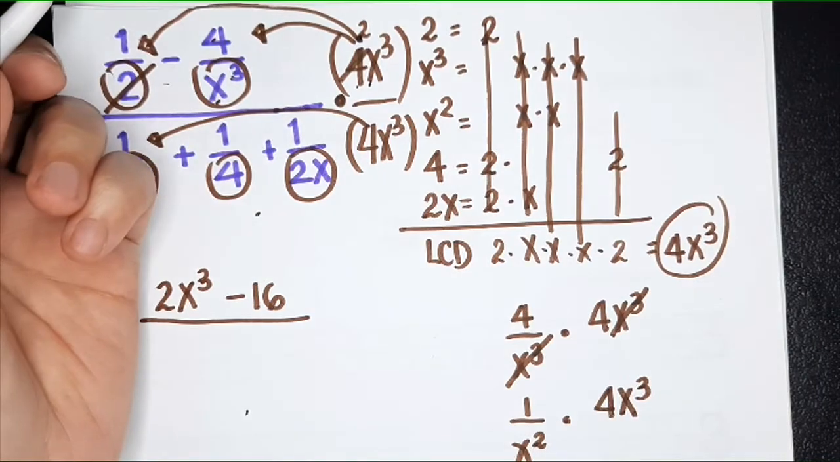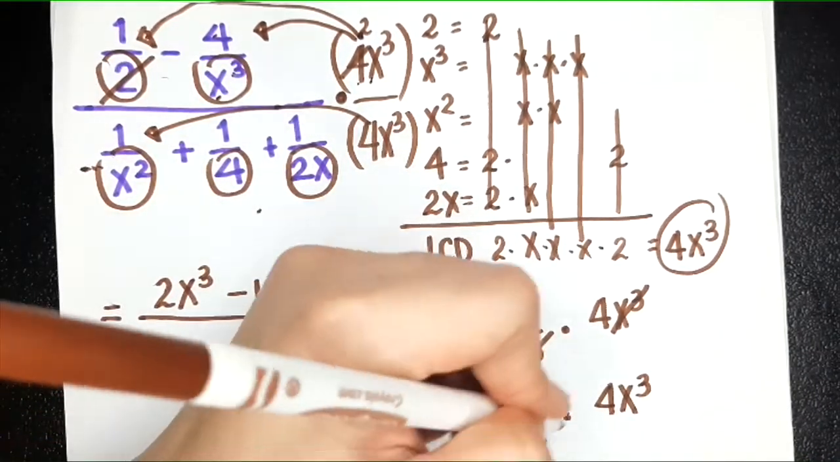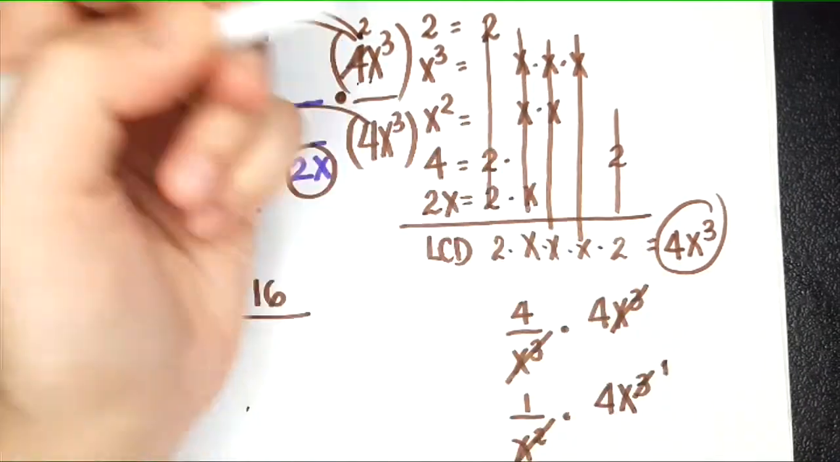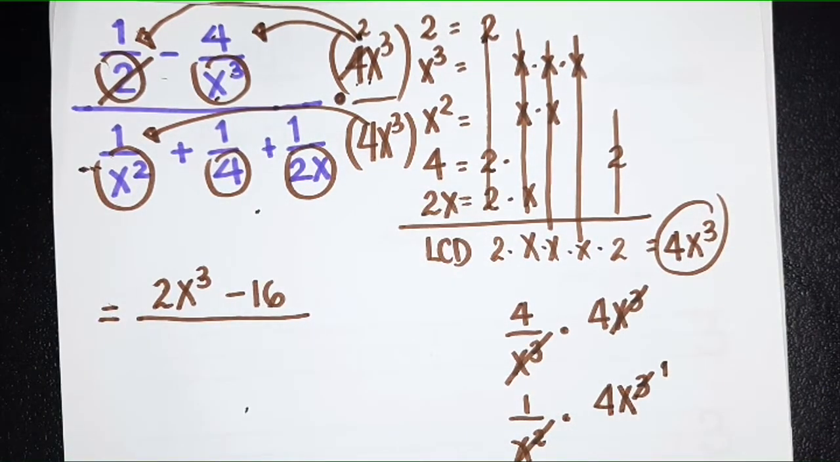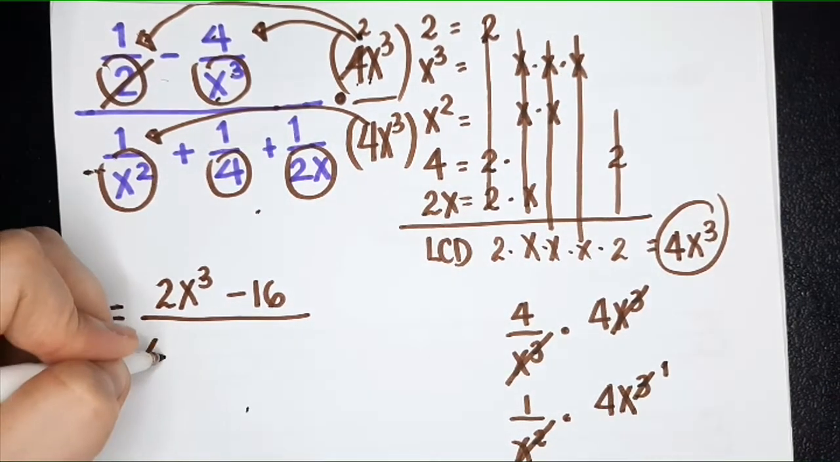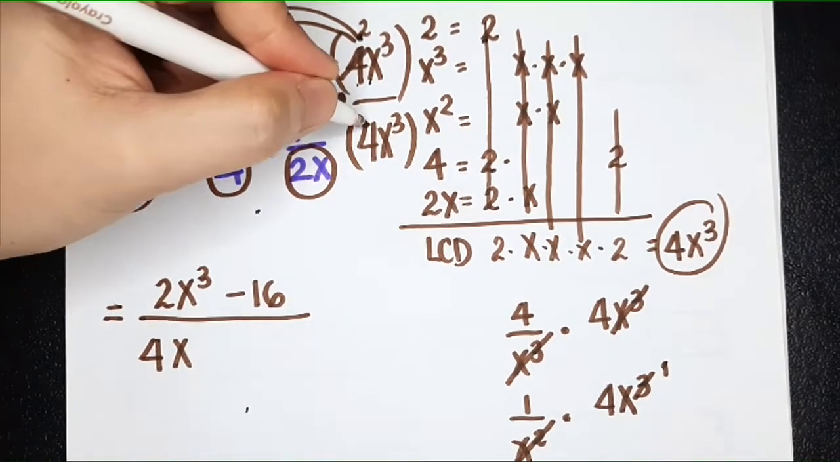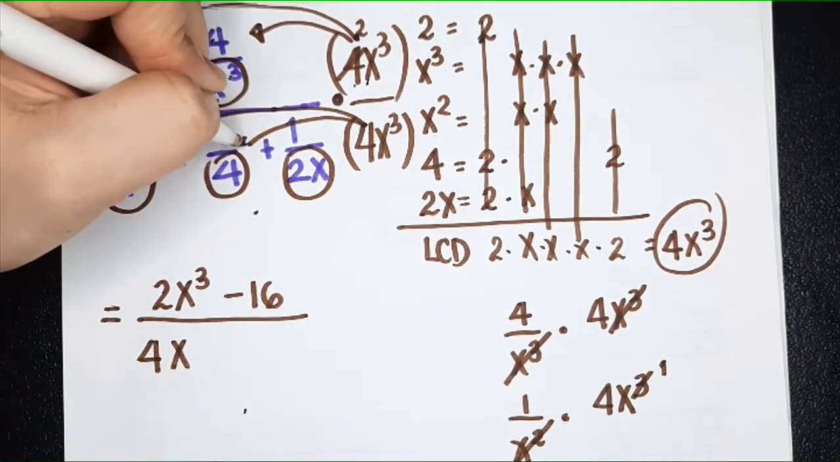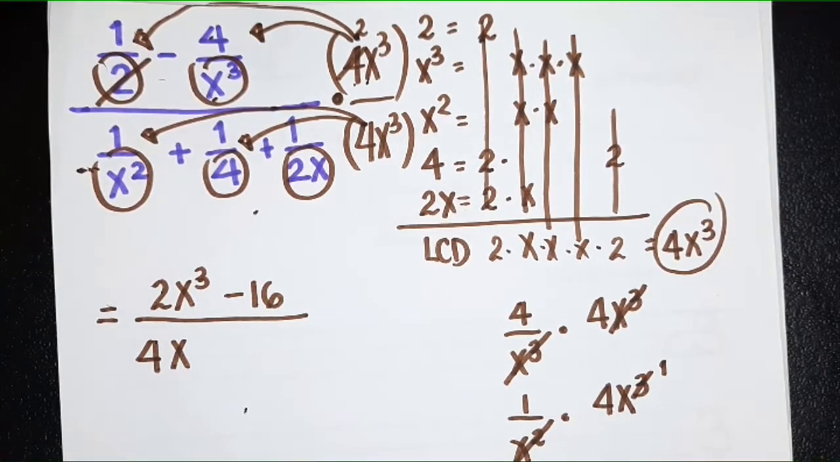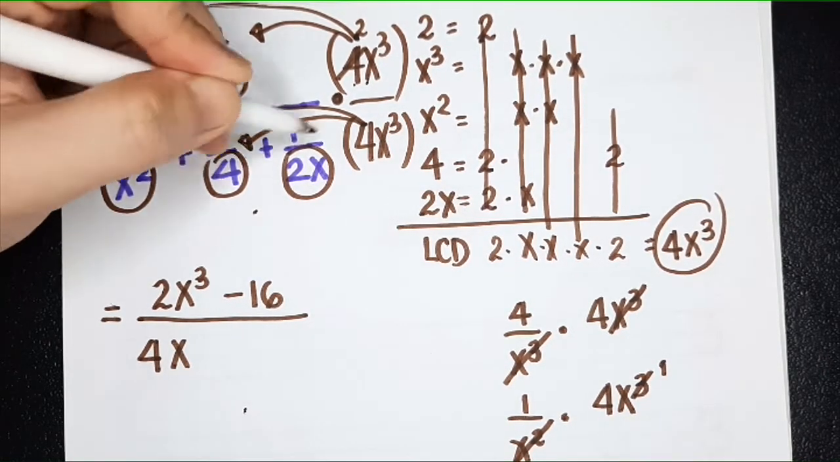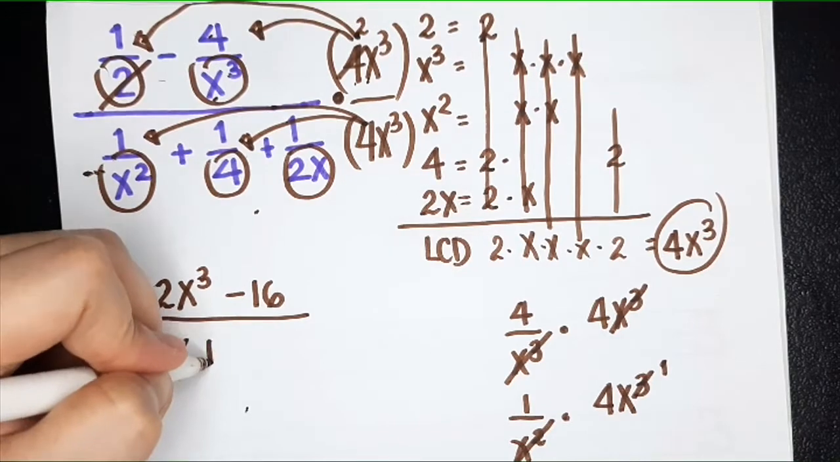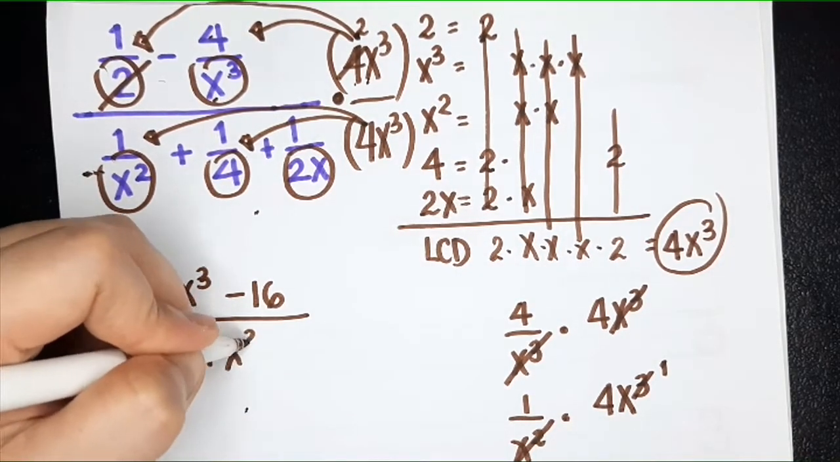So, mas madali nyo makikita na this one will cancel. Magka-cancel out sila. So, what do you have? 4x. Okay? And then you continue. 4x cubed times 1 over 4. Okay? So, dapat makita nyo, magka-cancel yung 4. And then you'll have x cubed.